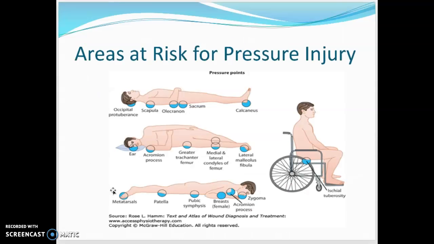So here's the slide that you can appreciate looking at every potential area that could be at risk when a patient is sitting or supine or side lying. And so we won't go through each one of those, but that will be critical for you to be aware of in each position, supine, side lying, prone, or sitting, what bony prominences are going to be putting the patient at risk for skin trauma.